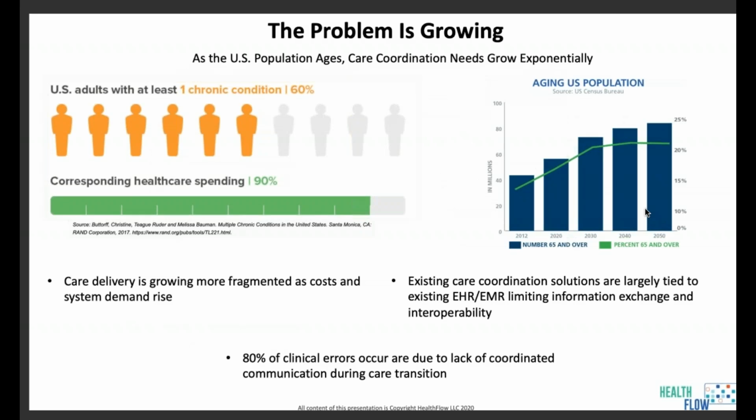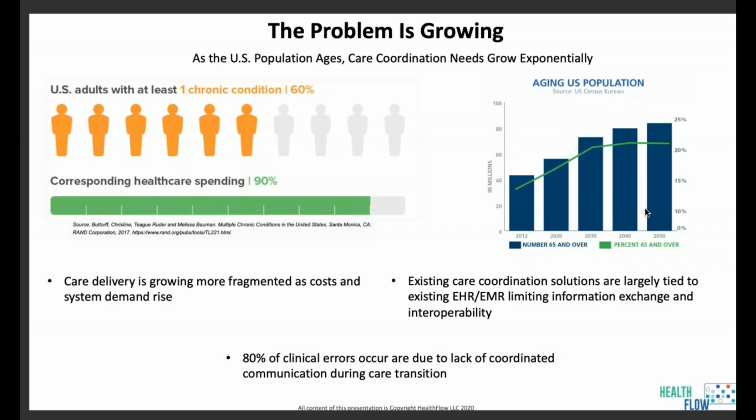As the US population ages, care coordination needs will continue to grow exponentially. Care delivery is growing more fragmented as costs and system demands rise. The virus battle that we're in here in the US as well as across the world is a prime example of how these tipping points can arrive and really tax our healthcare system quickly.